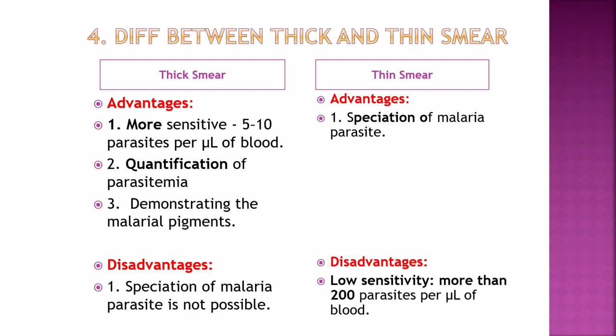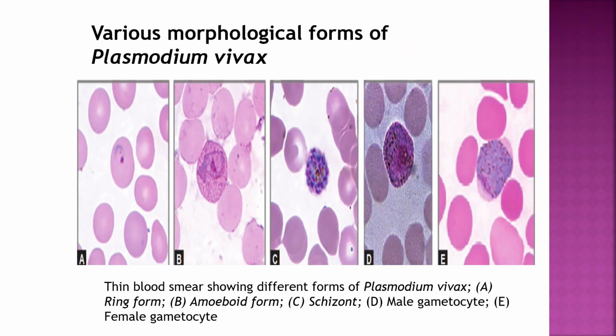The thin smear advantages: species identification of malaria is possible because of the different morphological forms, that is ring form, trophozoite, schizont, and gametocyte forms of the species. The disadvantage: it has low sensitivity, so you need more than 200 parasites per microliter of blood to see the parasites. So these are different morphological forms of the parasites of Plasmodium vivax.